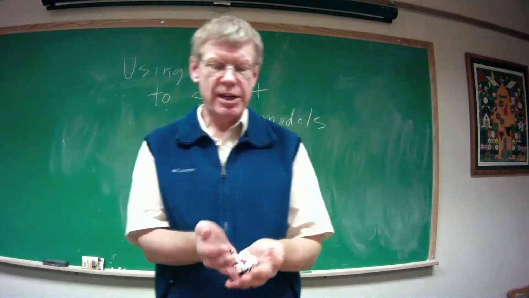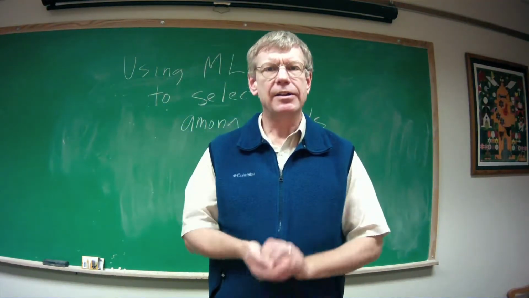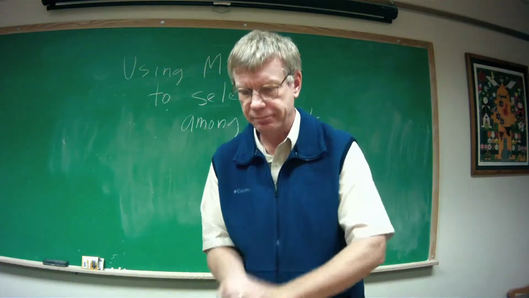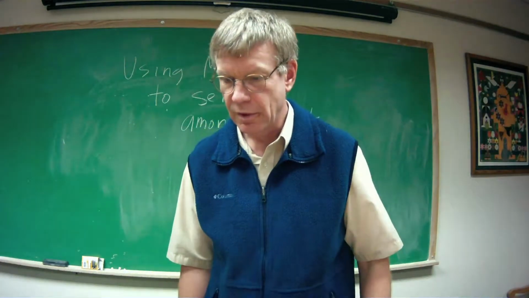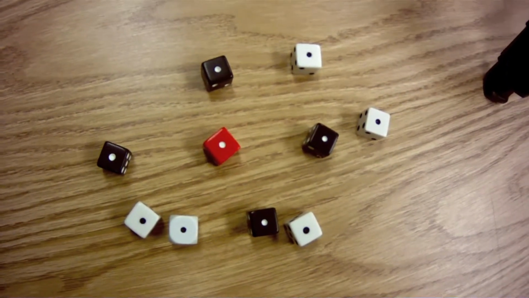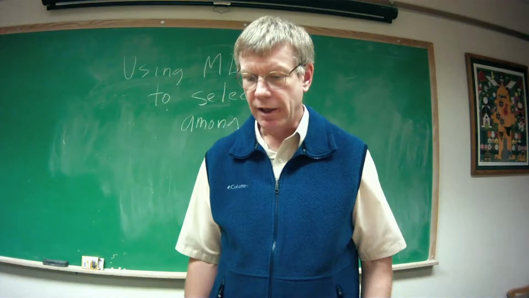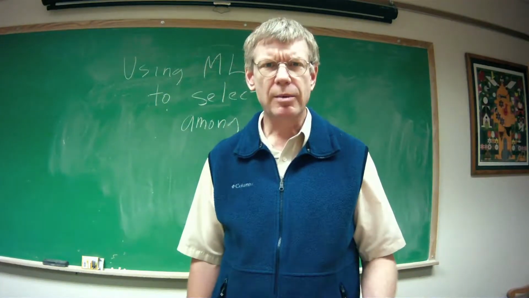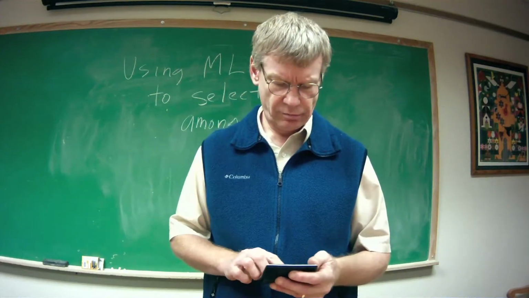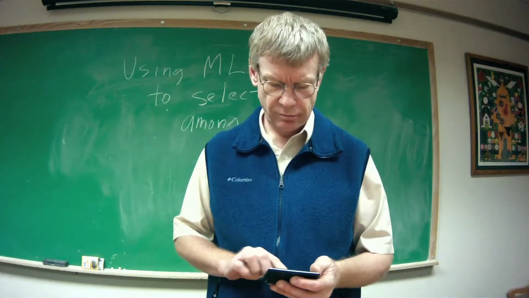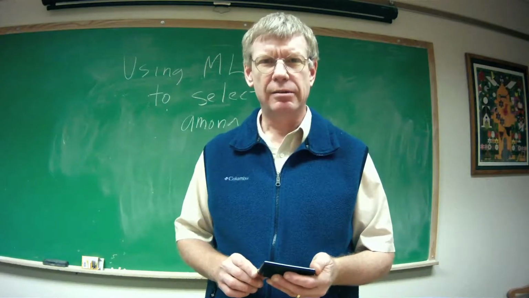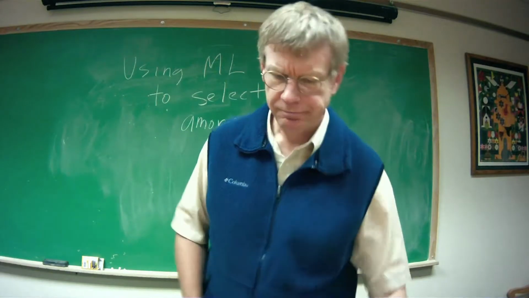I have 10 dice here, and I'm gonna roll them out on the table and see what I get. All ones. This looks pretty improbable. What's going on? I got 10 ones. What is the probability of that? One in 60 billion. Let me try that again.